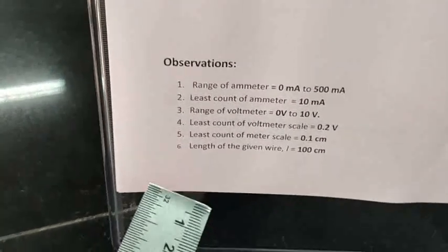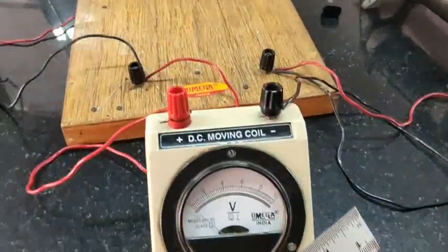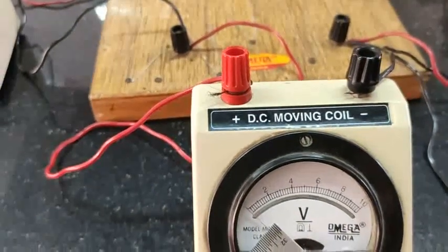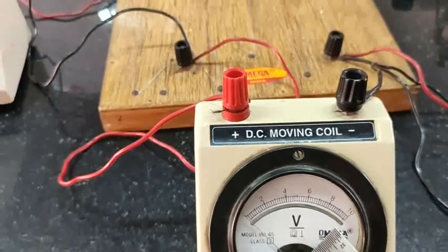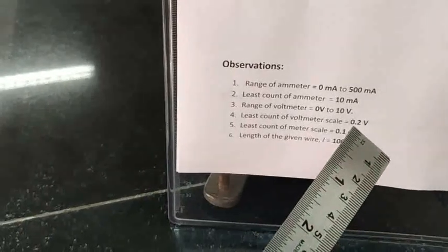Now the range of the voltmeter. The range of the voltmeter means the maximum value of voltage it can measure, and as you can see in the voltmeter, it is 0 to 10. So our range is 0 to 10, and it is printed here: range of voltmeter 0 to 10 volt.